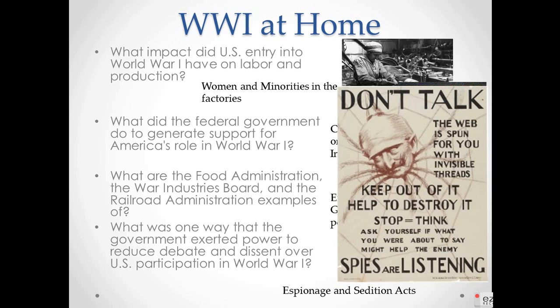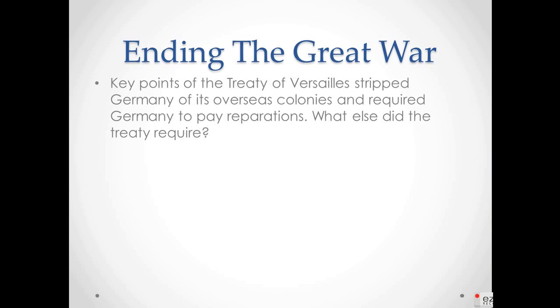How did the Great War end? Well, some of the key points of the Treaty of Versailles stripped Germany of its overseas colonies and required Germany to pay reparations. They had to pay back everybody that was involved in the war. What else did the treaty require? Well, Germany had to admit guilt. They really didn't like that. They didn't want to tell everybody that they had started the war.